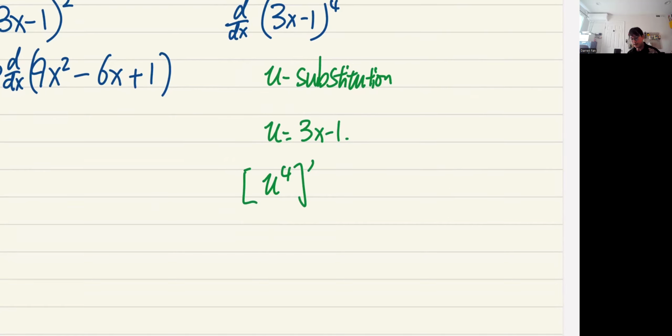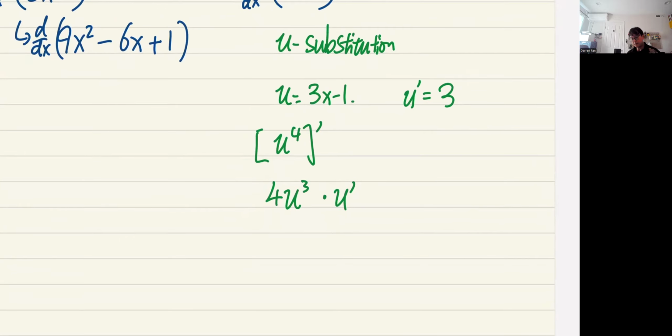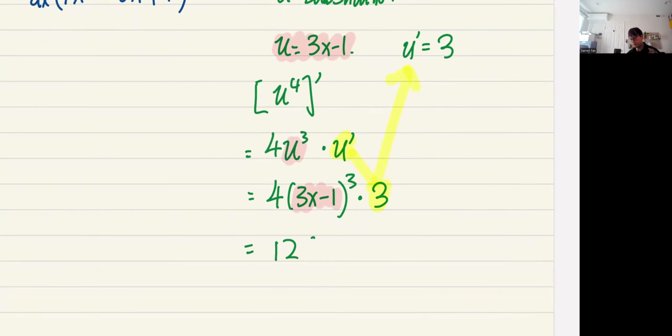I know how to take the derivative of U to the 4, which will be 4U to the third. But since you're doing the U sub, you also need to take the derivative of the U, which means at this moment you're getting a 3. Now the answer is going to be pretty obvious. It's going to be 4 times (3x minus 1) to the third, and then times 3. This one comes from here, and this one from here, right? And this U is 3x minus 1, so you just replace it with that. So your final answer is going to be 12 times (3x minus 1) to the third.